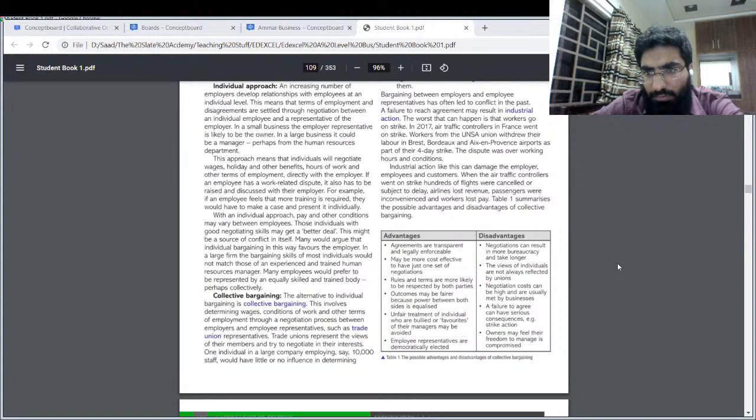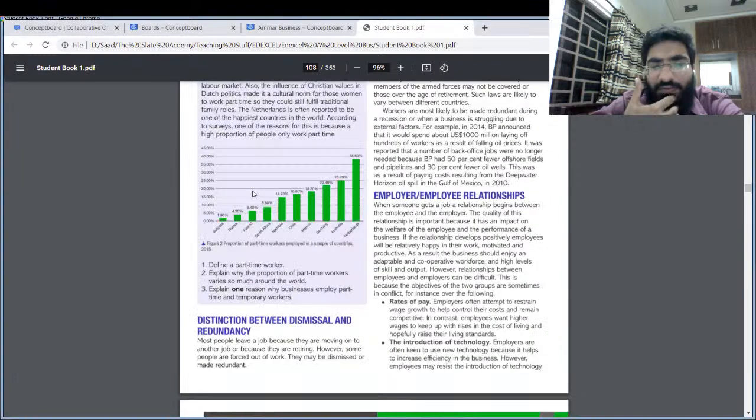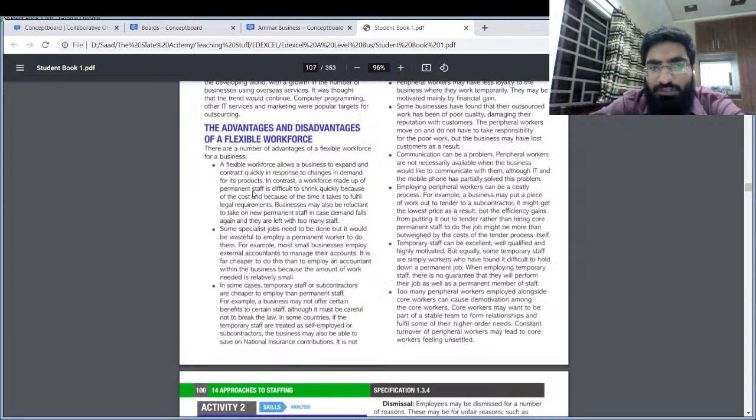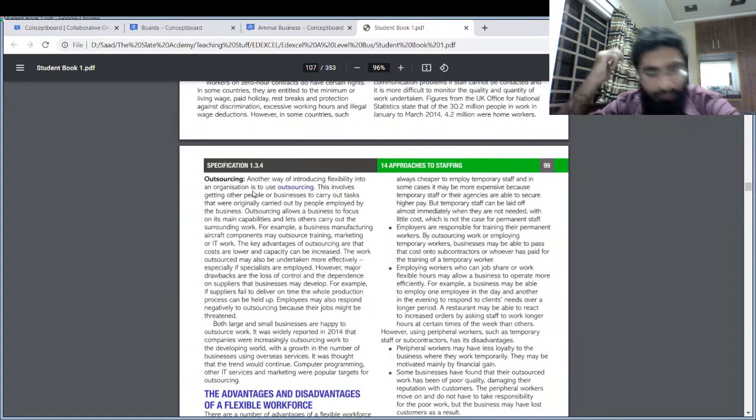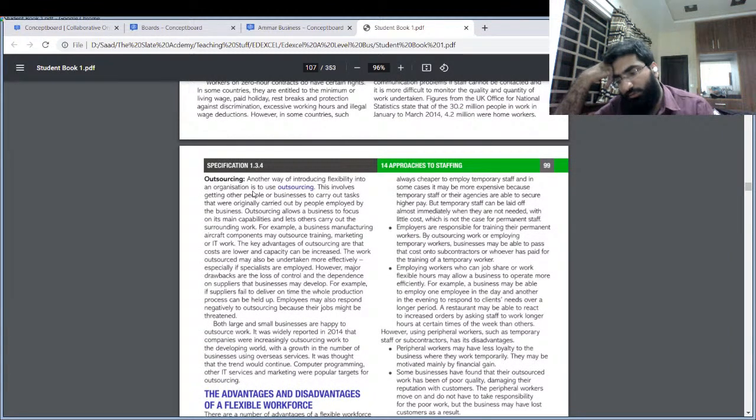Okay, so a few more things. Another thing you could do about flexible working, another technique, is outsourcing. Outsourcing is that for some part of your business function, you say that I won't hire employees for this myself. I'll just outsource it to some entity which has specialized in it.